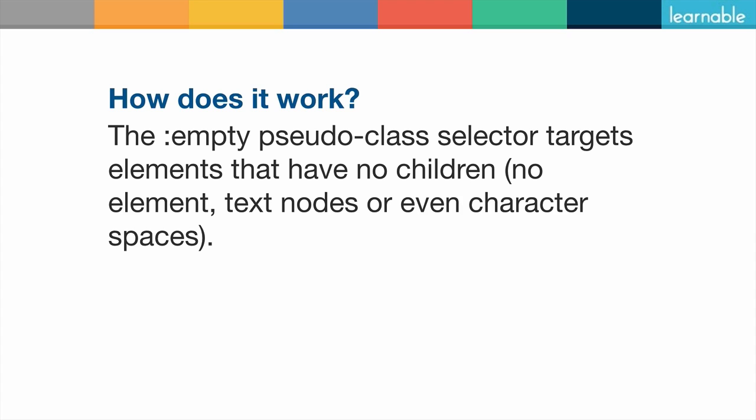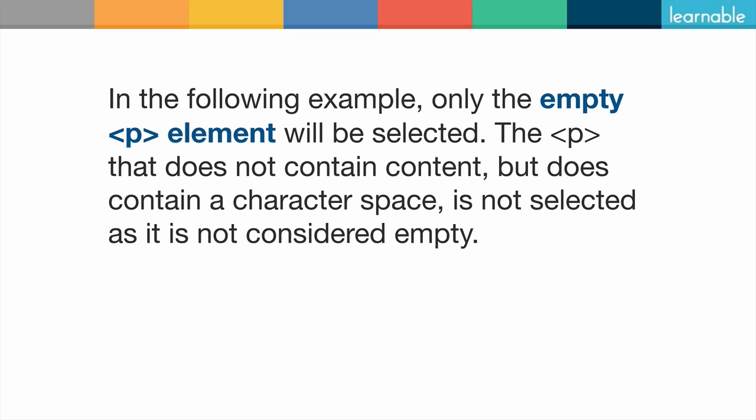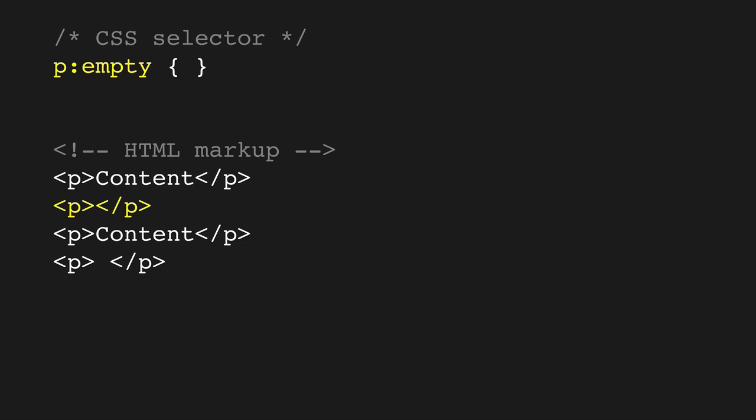How does it work? Well, the empty pseudo class selector targets elements that have no children. Now, it's important that this includes no element, no text node, or even things like character spaces. In the following example, only the empty P element would be selected. The P that doesn't have any content, but does have a character space, is not selected, as it's not considered empty.